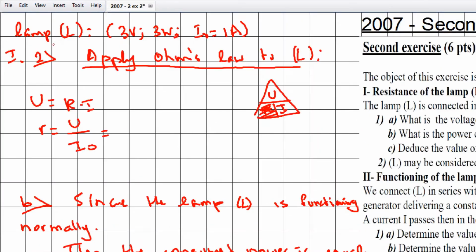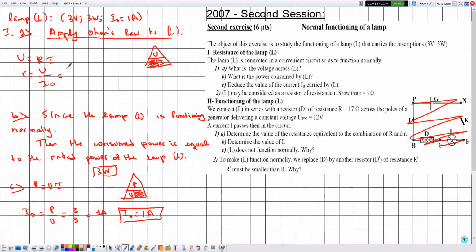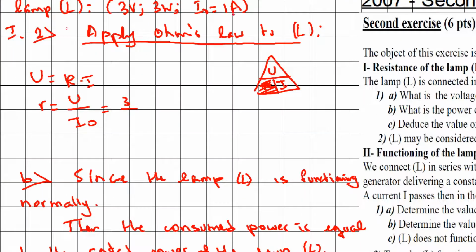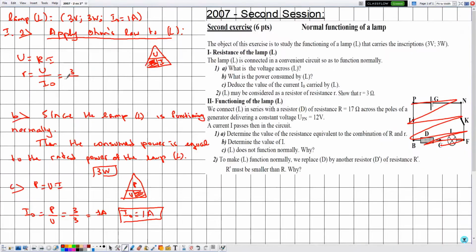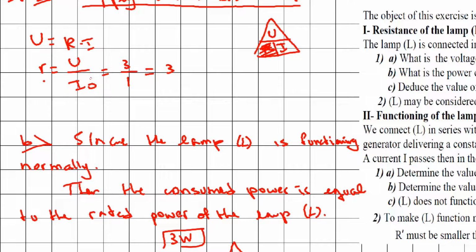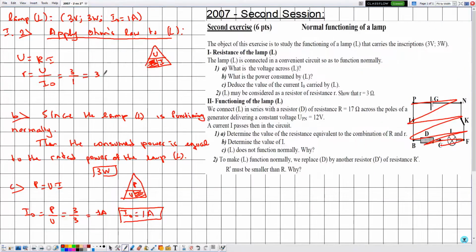The value of U is given by 3 volts. This represents the voltage because it has the unit of volts. Then 3 divided by the electric current. This is the electric current because it carries the unit of amperes. So this will give me 3 because the voltage and the current are in the SI, so the value of r will be in the SI, which is ohms. Then the resistance r of this lamp is given by 3 ohms.